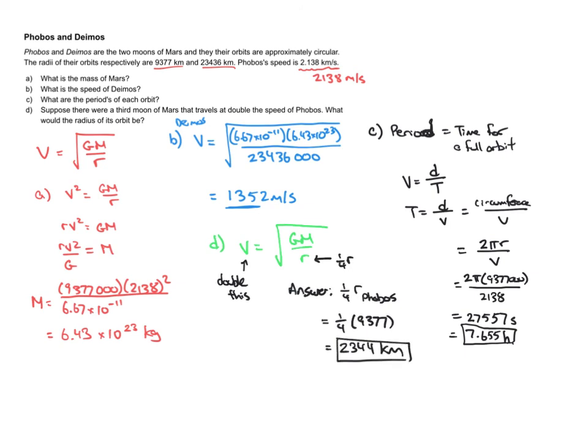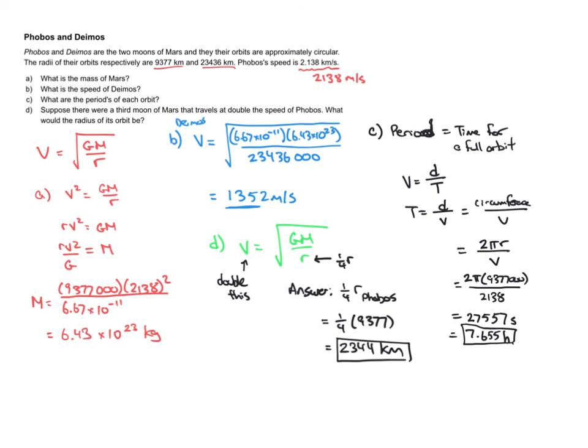Okay, so I did that by analyzing the equation. You can check my answer if you wish. You can plug in that value for the radius into that formula and come up with the speed. And hopefully the speed is equal to double the speed of Phobos.